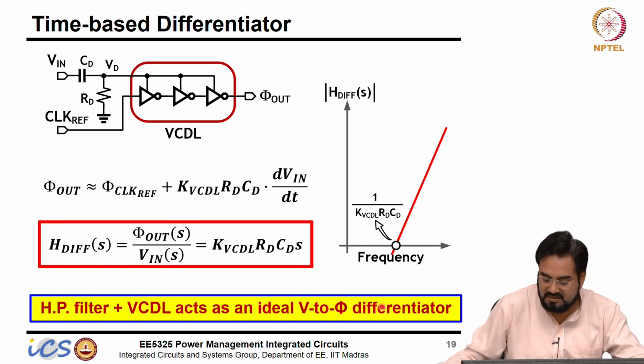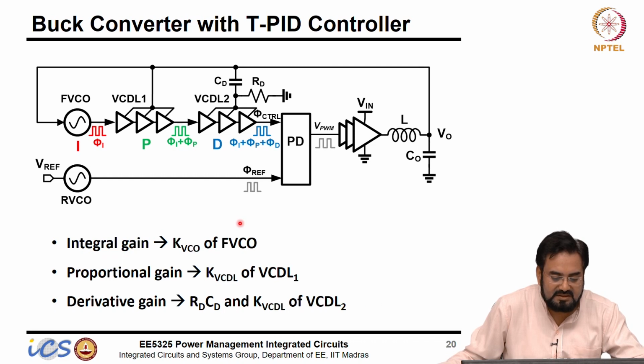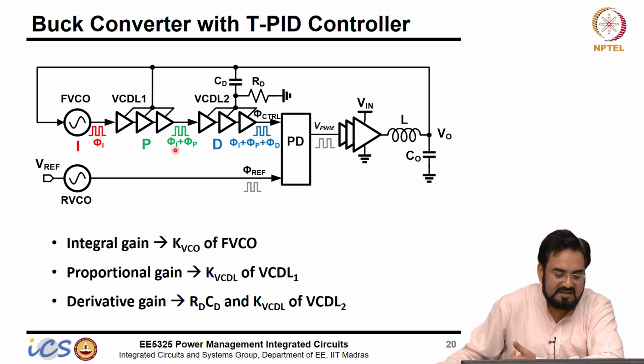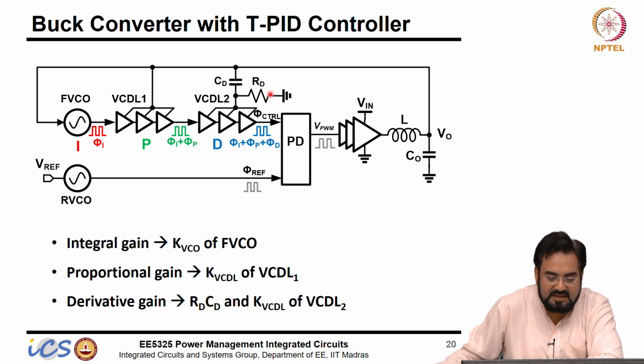Which means the high pass filter plus VCDL acts as an ideal voltage-to-phase differentiator. So now we have all three components, and we know that delays are added when you cascade them. So adding them is not difficult, just keep cascading. This is my integral. Now VCDL1 is the proportional, then with the high pass filter another VCDL gives me the derivative component.